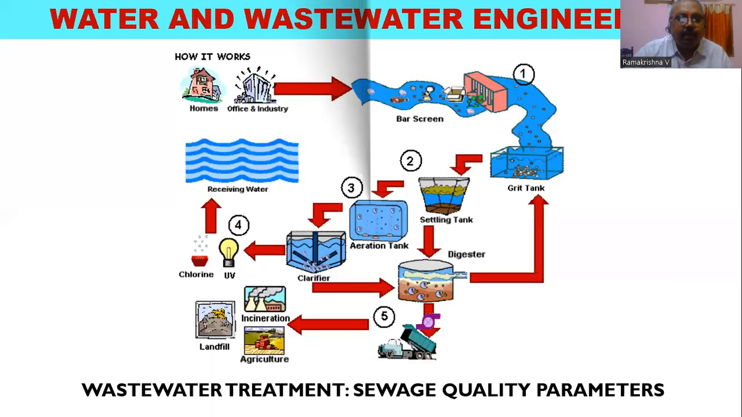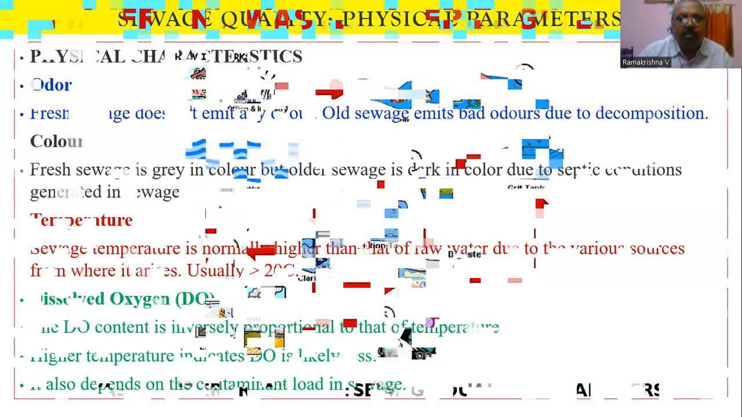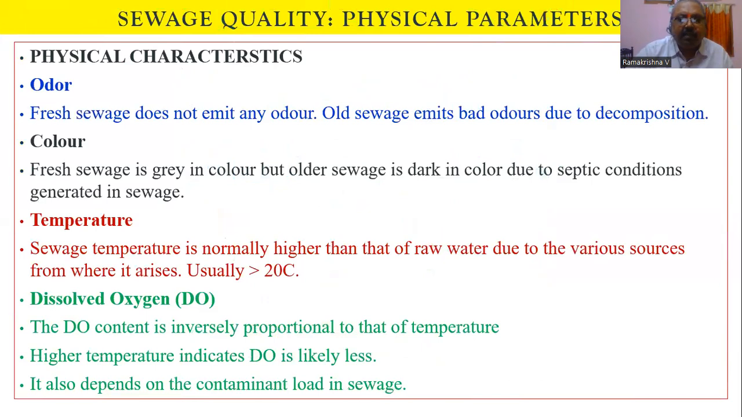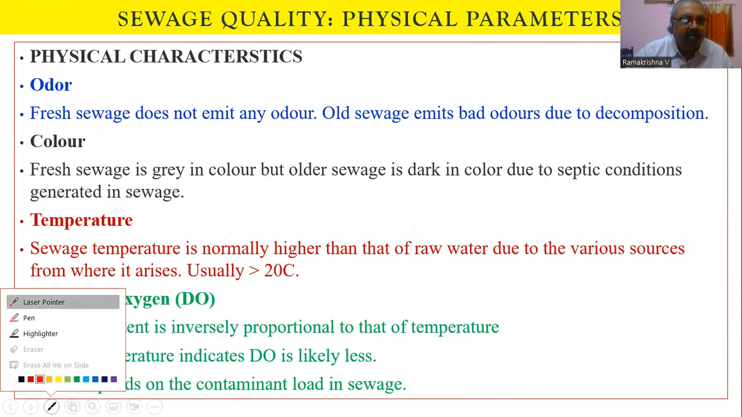Welcome back. We are discussing wastewater treatment, under which we are talking about sewage quality parameters. In this video, we will be talking about some of the physical parameters of the sewage. The physical parameters, the first one is the odor.